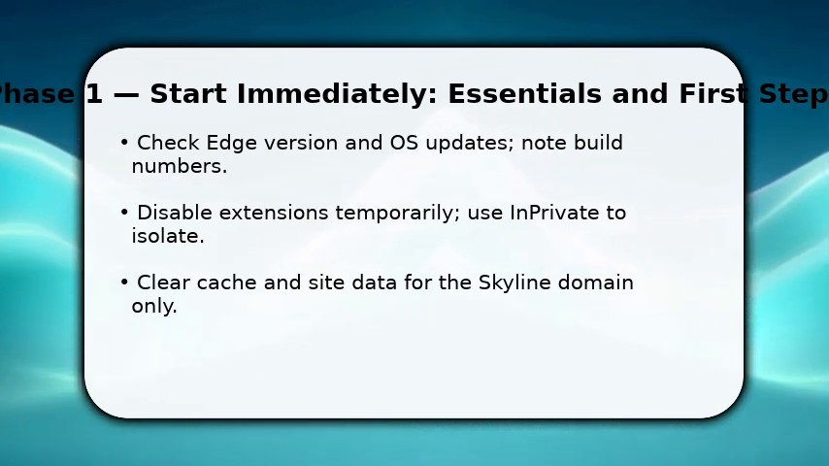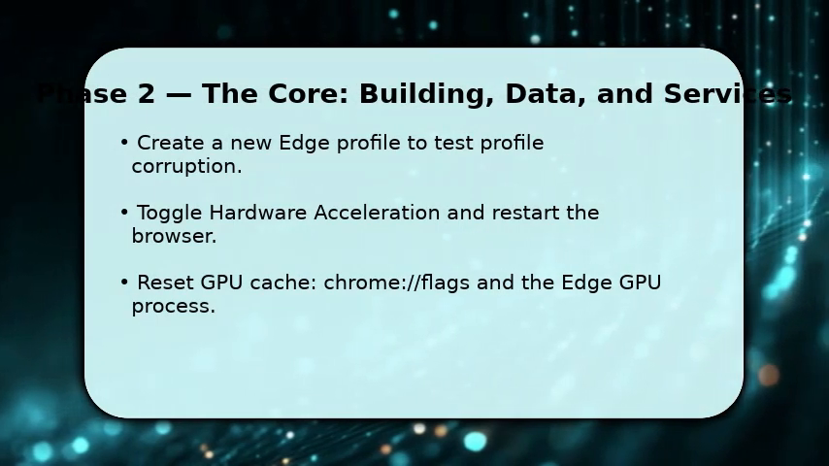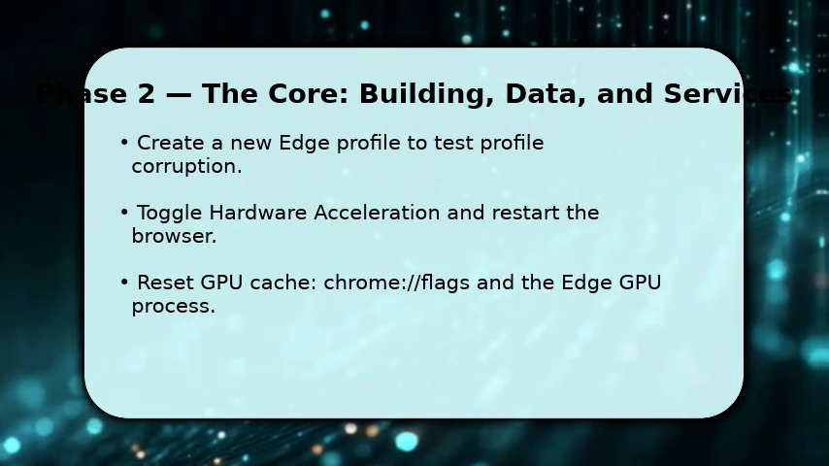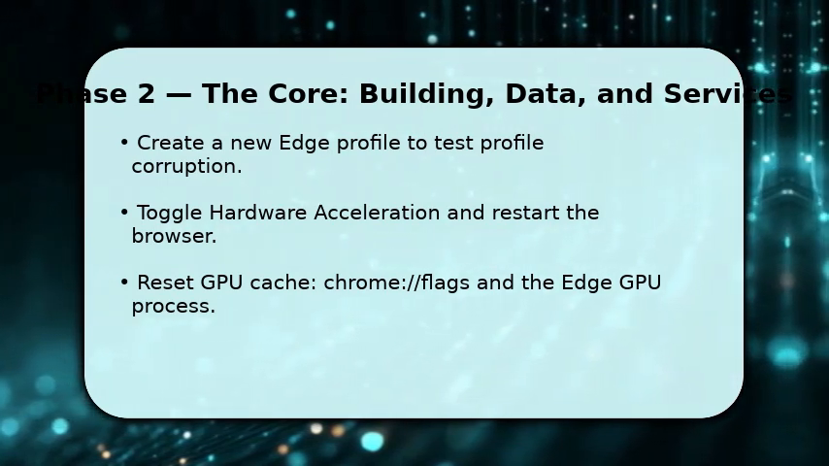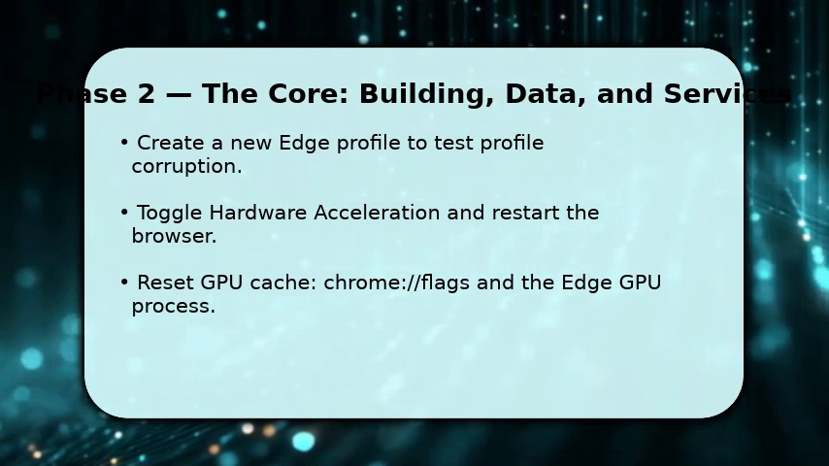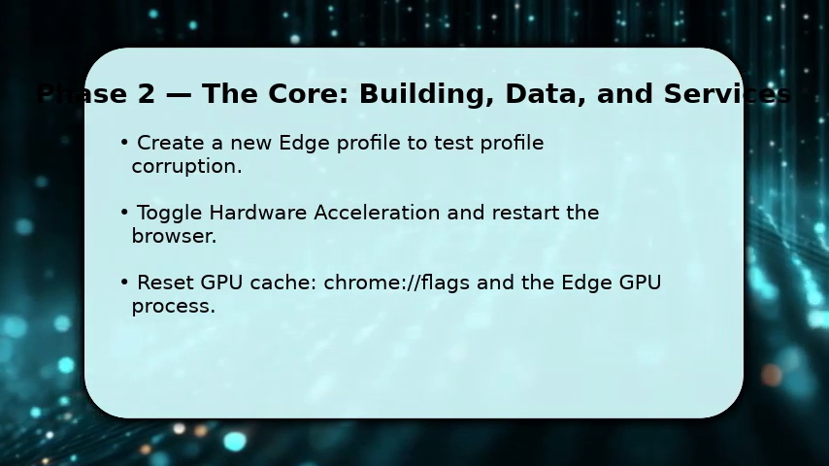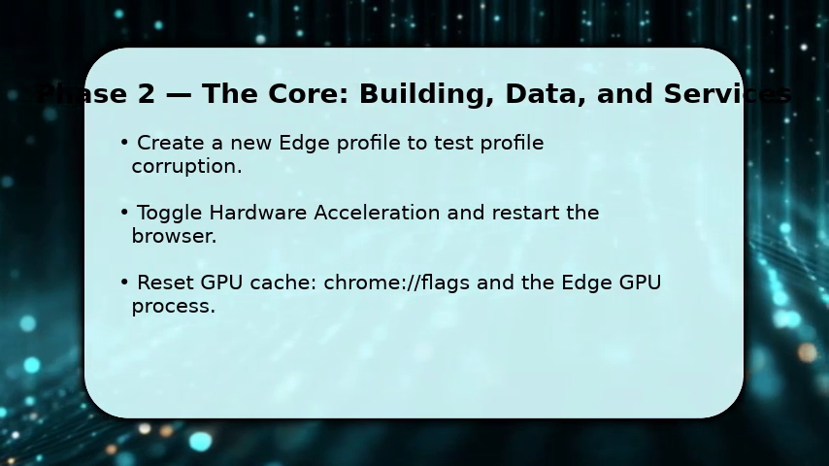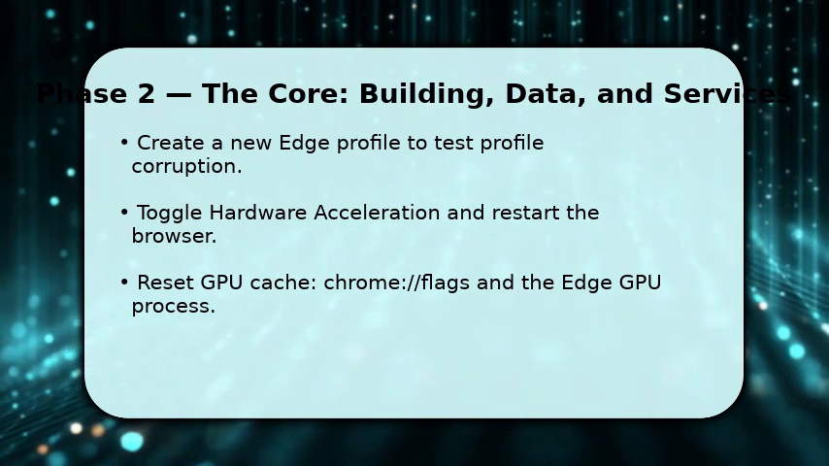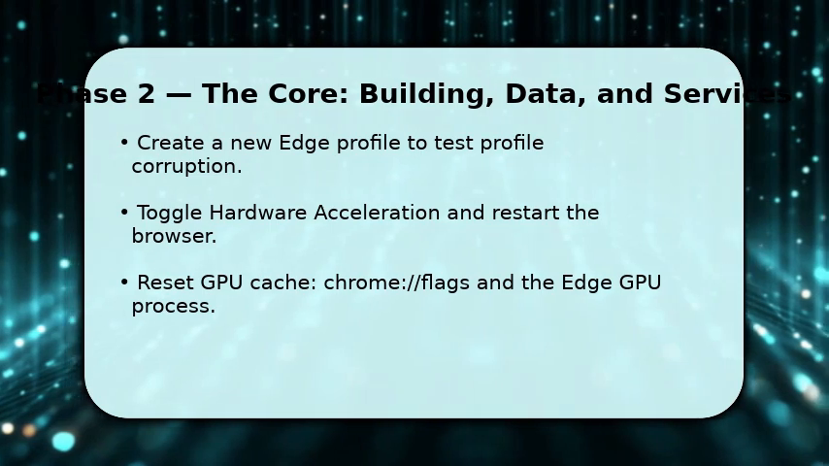You continue by isolating profile or hardware issues. Make a new Edge profile and load Skyline. A successful load points to profile corruption, so export bookmarks and recreate the primary profile. If the crash remains, toggle hardware acceleration off then on, restarting Edge between changes because GPU drivers and acceleration often trigger hard crashes. Additionally, clear the GPU process cache via flags and update your graphics drivers. Do this methodically and make sure to test after each change.